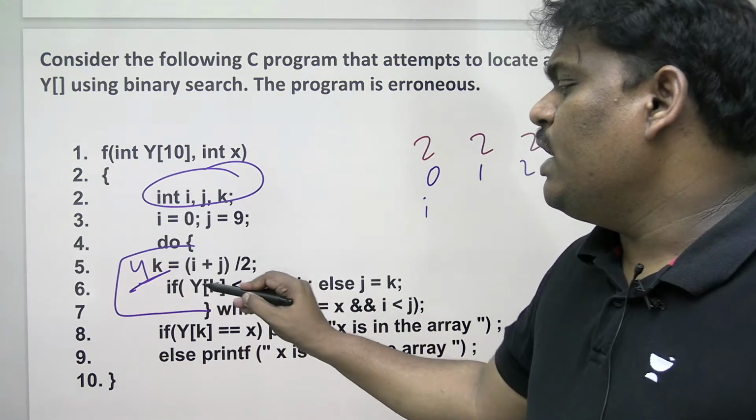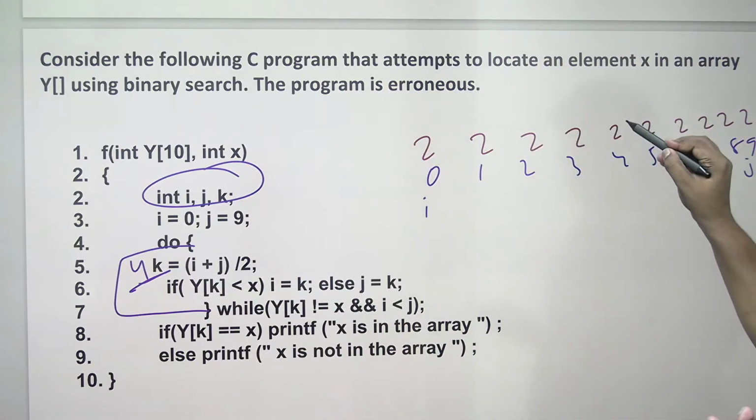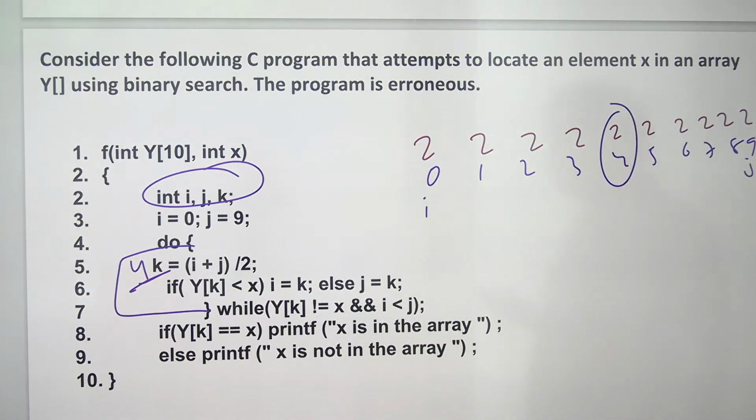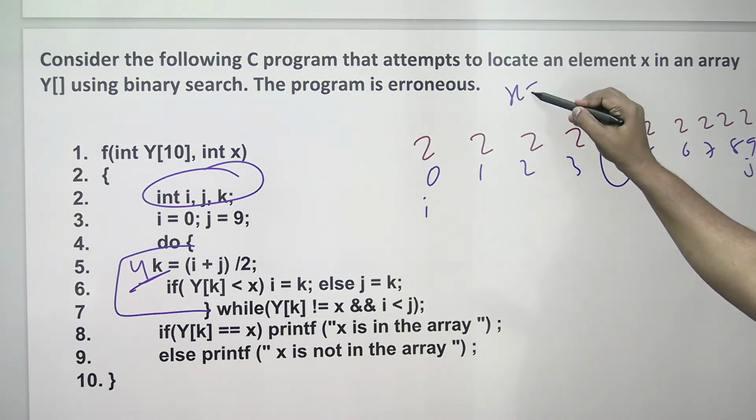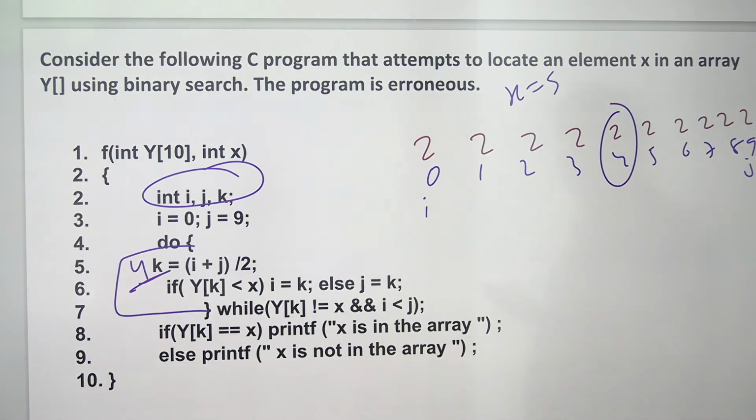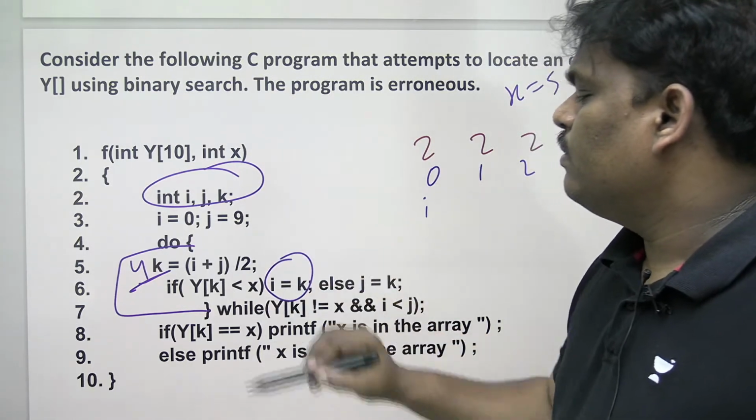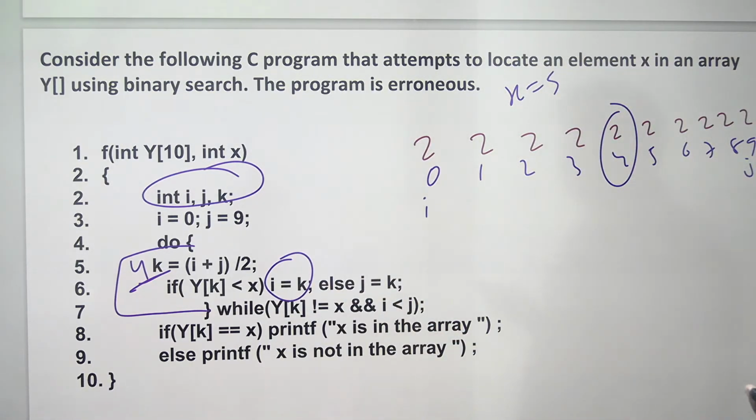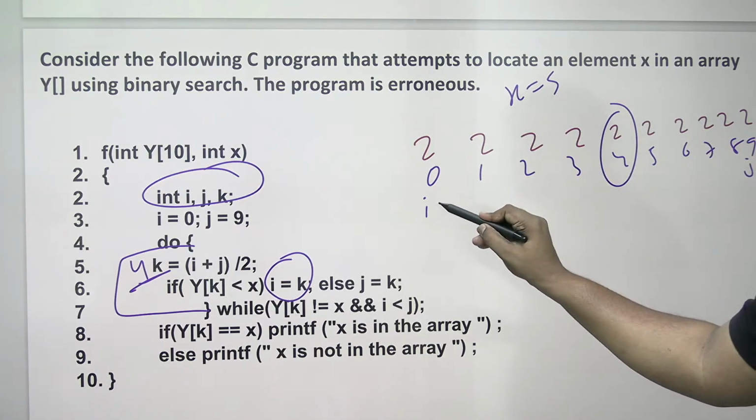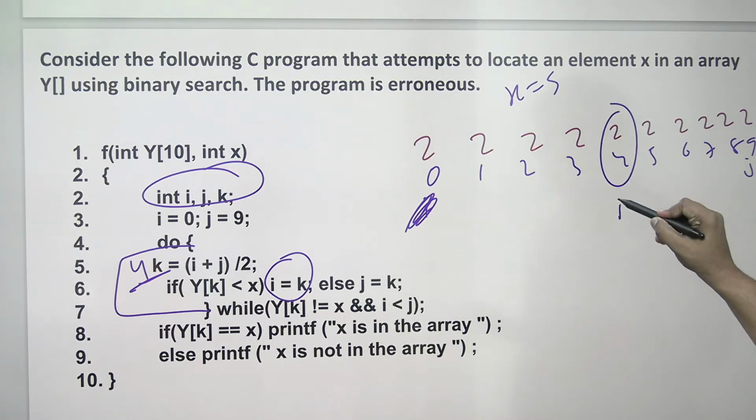If y of 4, because I am checking for element x equal to 5. Be careful. If y of 4 is 2, is 2 less than 5? True. Then i is equal to k. If I am looking for 5 and the middle element is less than 5, then my element should be on the right side. So you bring i equal to k. i is here, k no change.